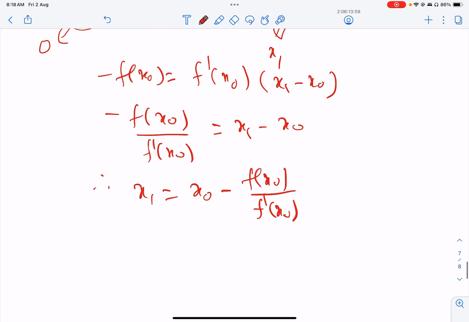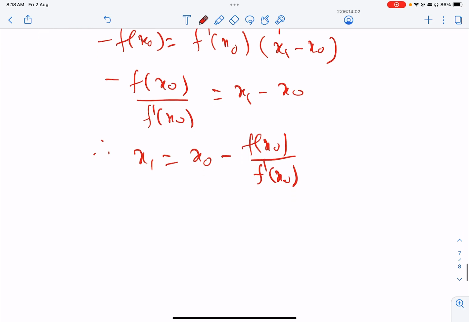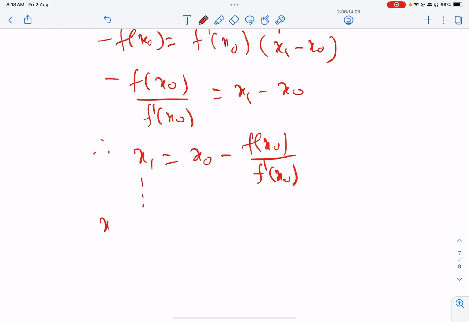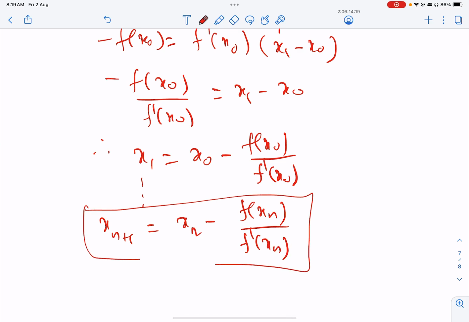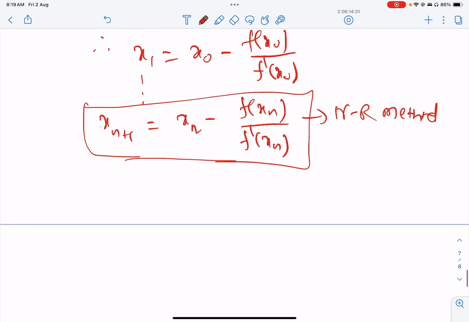So this is the approximation. We continue this process, and if we continue this process, we have xn plus 1 equal to xn minus f of xn divided by f dash xn. So this is the formula for the Newton-Raphson method. We can solve one example. It's easy. So let us solve one example.